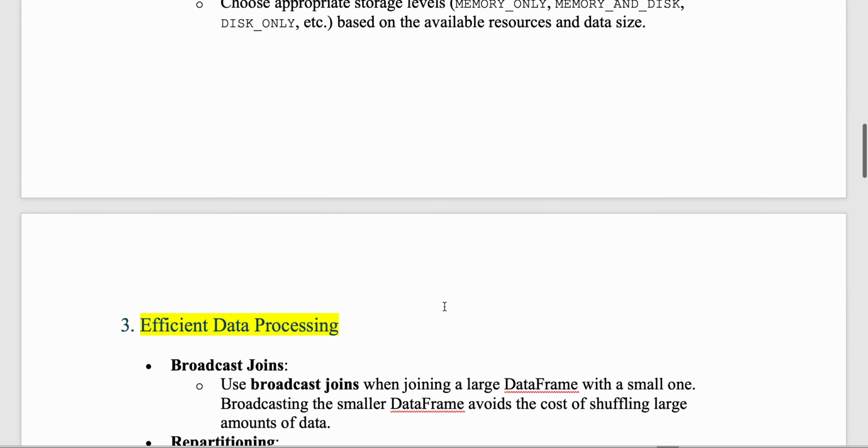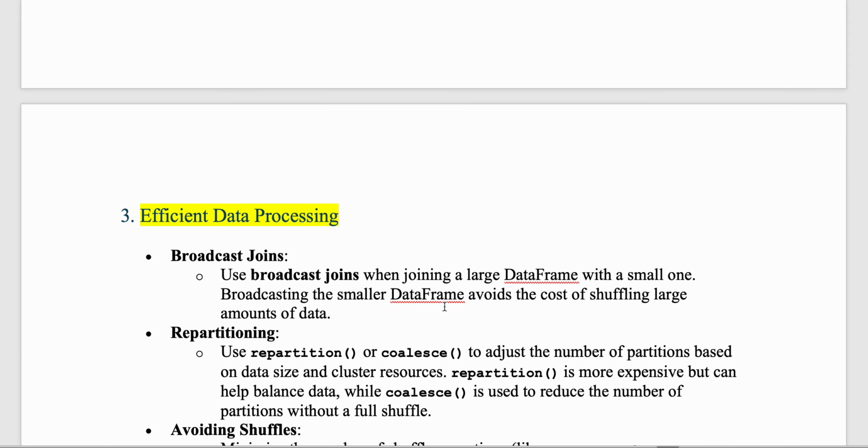Okay, then efficient data processing. If you are joining multiple data frames and one data frame is small enough and one is big enough, try to use broadcast join. With broadcast join, your bigger data frame does not have to shuffle, because shuffling is a very expensive operation. So you can broadcast your small data frame. Use broadcast join when joining a larger data frame with a smaller one. Broadcasting the smaller data frame avoids the cost of shuffling. Shuffling is a costly operation, so you can broadcast your small data frame.